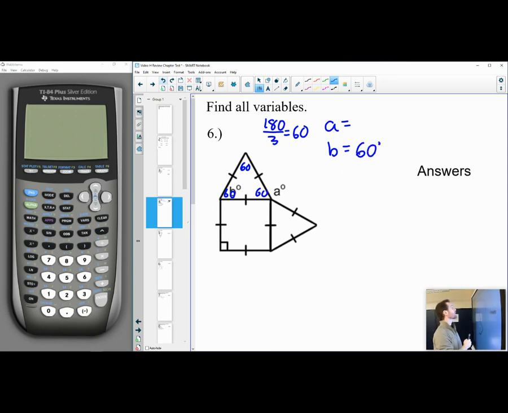And that actually gave us one of our answers. b is 60 degrees. Oh, we don't need that work there anymore. So let's fill in 60 here as well. 60, 60, and 60.